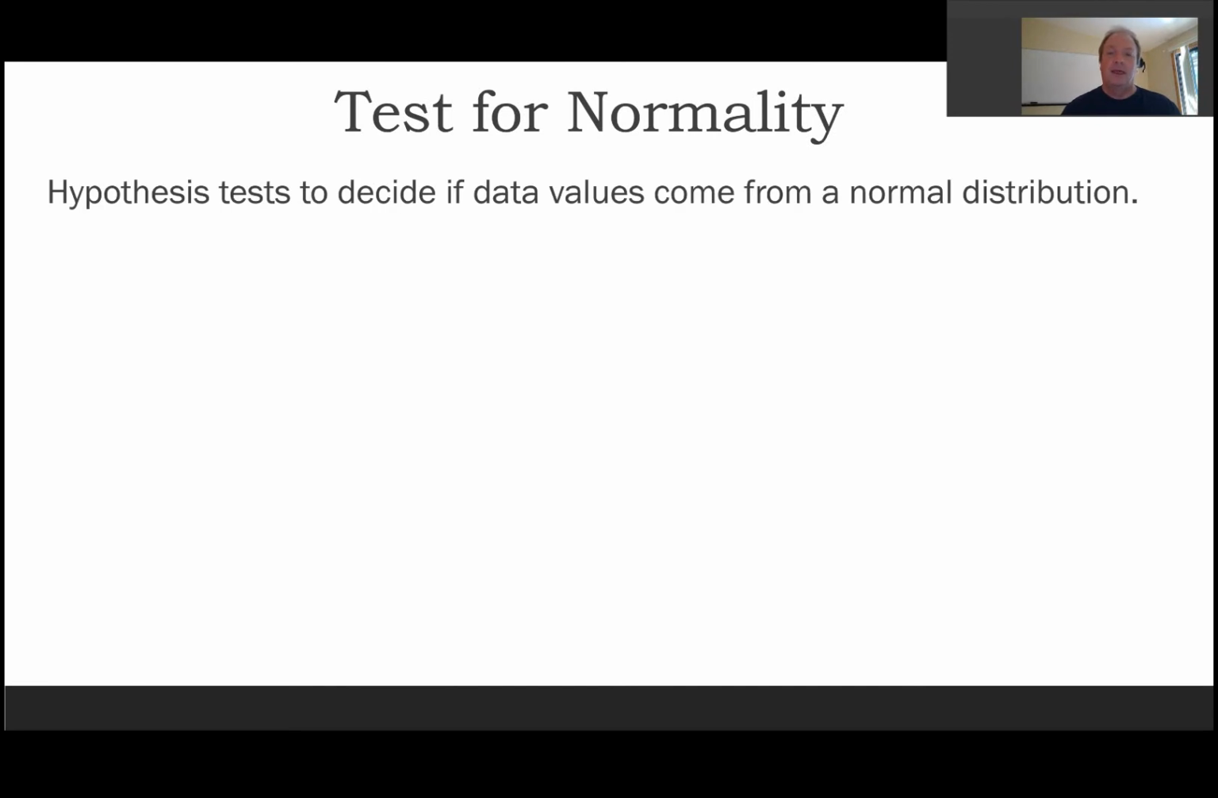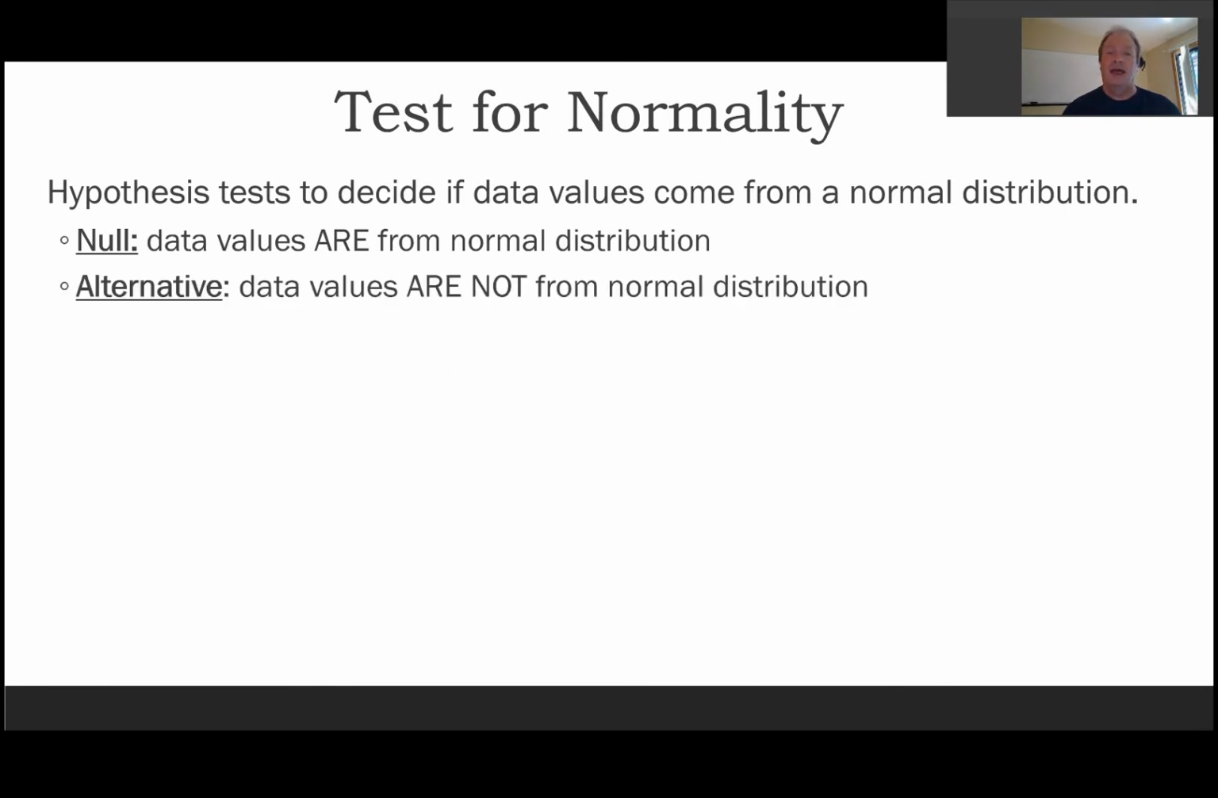And I want to show you this test. These are called hypothesis tests for normality, and there are many of them. We're only going to look at one, okay? Here, the null hypothesis is that the data values do appear to come from a normal distribution, and the alternative is that they're not.